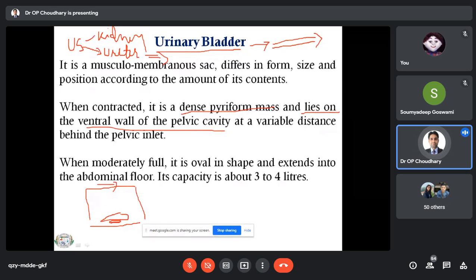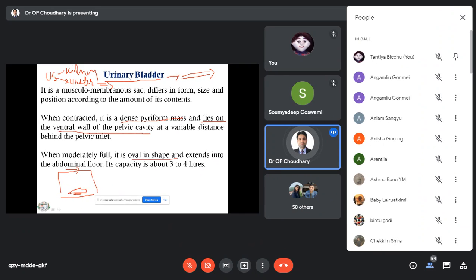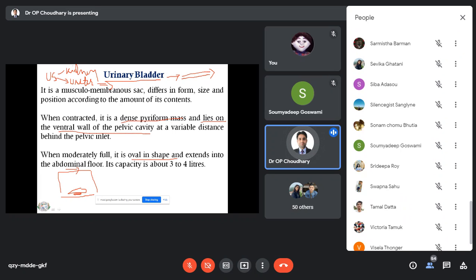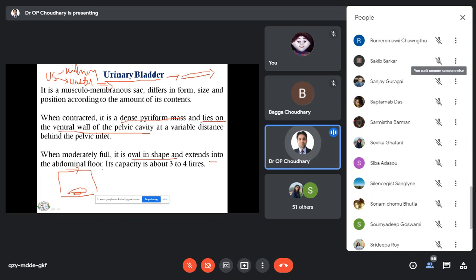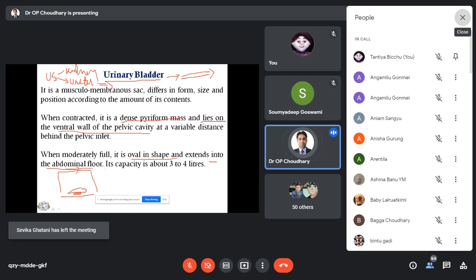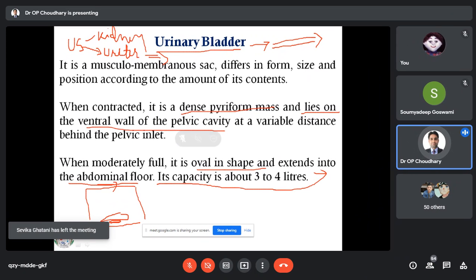When it is moderately full, it is oval. When urine is present in the urinary bladder, it is oval in shape. Due to the amount of urine in it, the position may vary. It is oval in shape and extends into the abdominal floor. The capacity of the urinary bladder in the ox is 3 to 4 liters. In different animals, the capacity may vary.